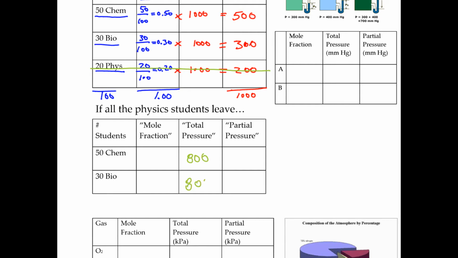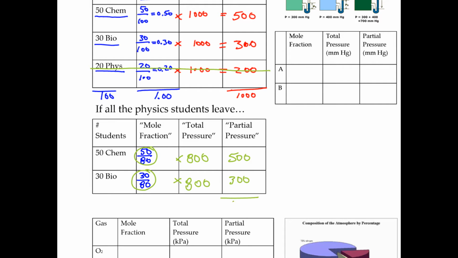800. And now our fraction is going to be different as well, because we're no longer 50 out of 100, we're just 50 out of 80. And biology is also 30 out of 80. Now you could take the time to get the decimals for these, but I'd actually suggest you don't do that, because you're going to see something interesting here, that this fraction is like 5/8. 5/8 of 800 is going to be 500. And this is like 3/8, which is going to be 300.